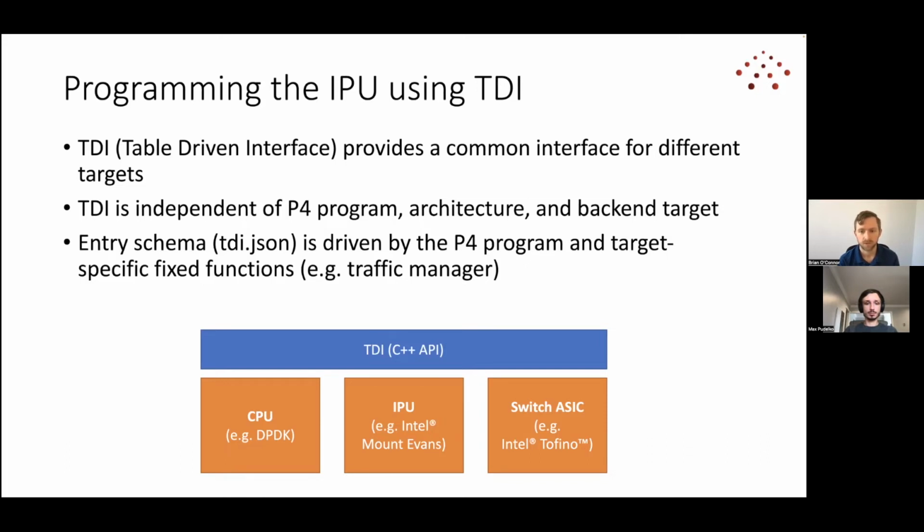The parts of the entry schema that are related to P4 are generated by the P4 compiler from the P4 program, and the target-specific fixed functions like the traffic manager or QoS are provided by the vendor for each target, and those tend to be more fixed parts of the JSON. TDI is also available for P4 DPDK, and the backend implementation for that target will be open source.